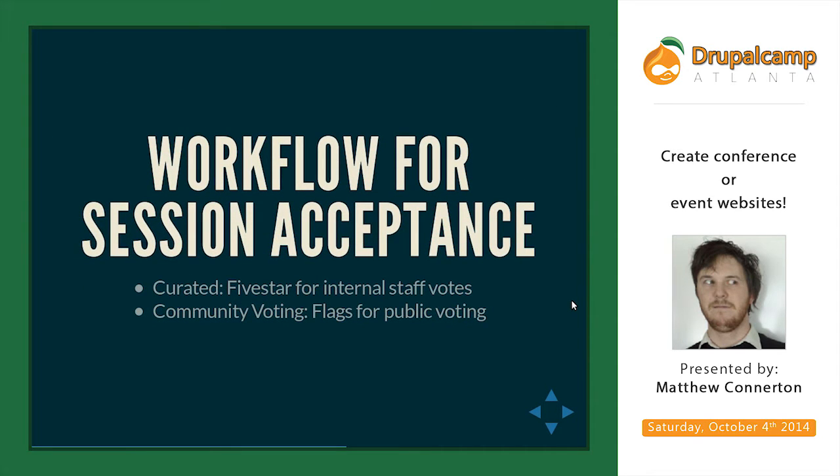There's 2 basic workflows for session acceptance beyond just a committee saying we want this one, this one, this one, and this one. This is for accepting feedback from the community, 5-star for internal staff votes, or you can even open up 5-star for the community and say, I really like this session, but I might want to do this one a little bit better. So that one gets a 5, or 4, this one gets a 5. You also have community voting, which is just a simple flag with the flag module. I will go to this session. I will go to this session.